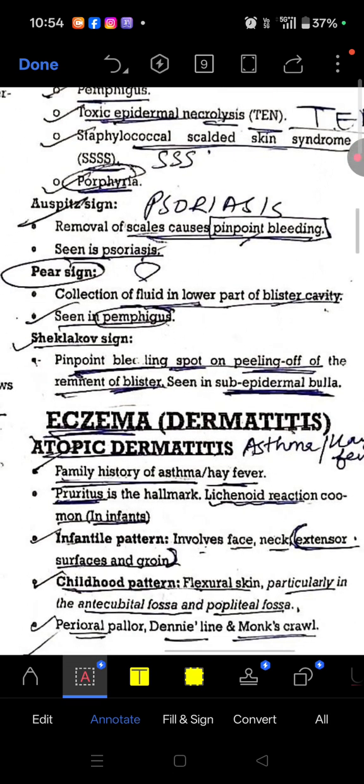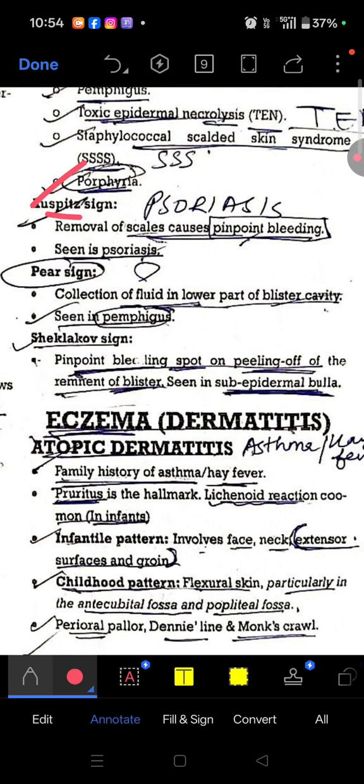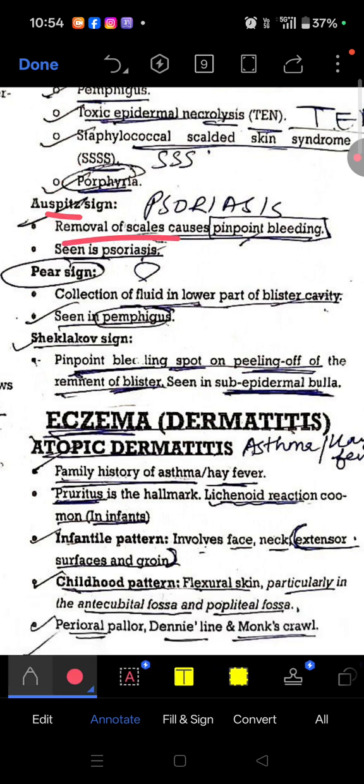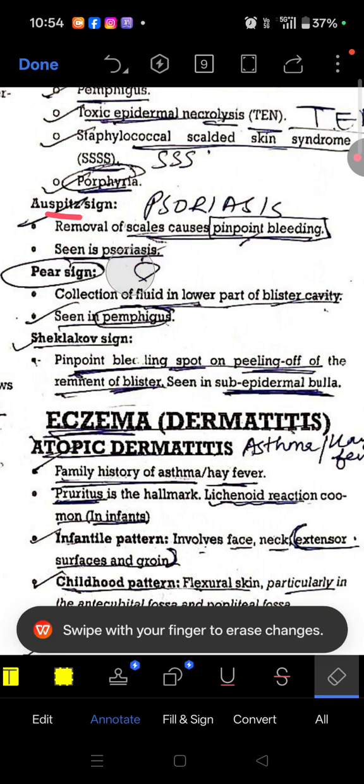Now next we move to Auspitz sign. Auspitz sign is what? Removal of scale. If we remove the scale, it will cause pinpoint bleeding. So very important, Auspitz sign is removal of scale causing pinpoint bleeding. Most commonly it is seen in psoriasis. Auspitz sign is seen in psoriasis.